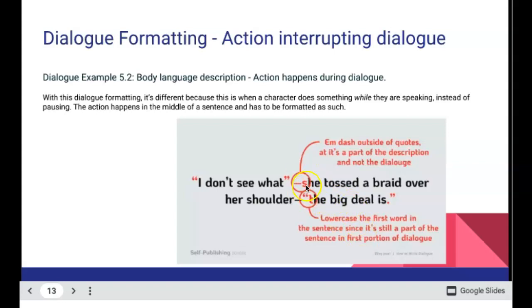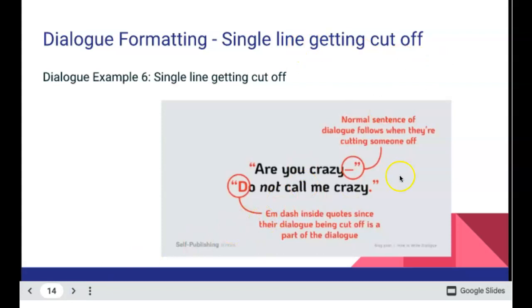By the way, this is called an em dash. It's when the action interrupts what they're speaking. So you can imagine this lady speaking, and she says, "I don't see what—" she tosses a braid over her shoulder, "—the big deal is." So that would be part of the interruption of actually what she's speaking. Sometimes when people are talking, other people cut them off, and so you would use a dash to do that as well. "Are you crazy? Don't call me crazy—" right? The other person cuts that.